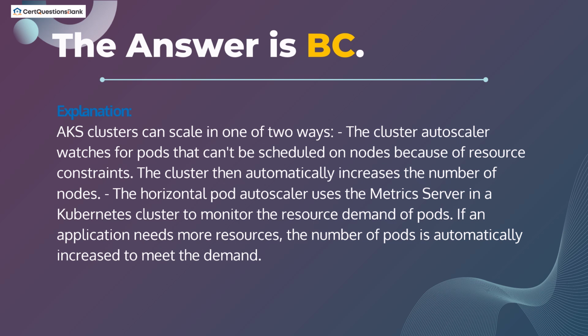AKS clusters can scale in one of two ways. The cluster autoscaler watches for pods that can't be scheduled on nodes because of resource constraints. The cluster then automatically increases the number of nodes. The horizontal pod autoscaler uses the metrics server in a Kubernetes cluster to monitor the resource demand of pods. If an application needs more resources, the number of pods is automatically increased to meet the demand.